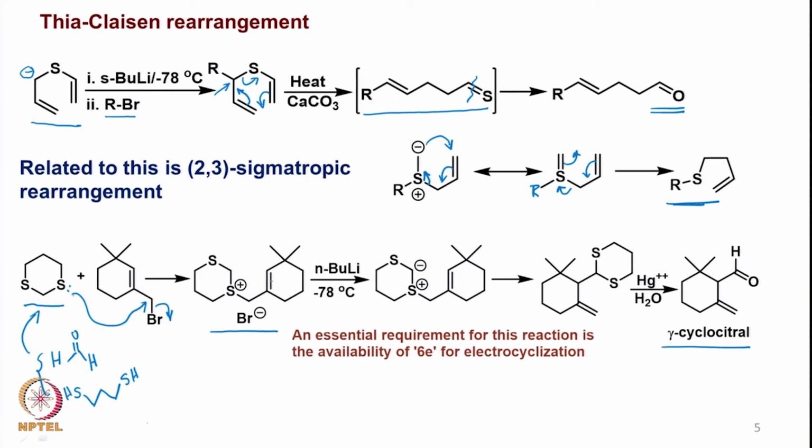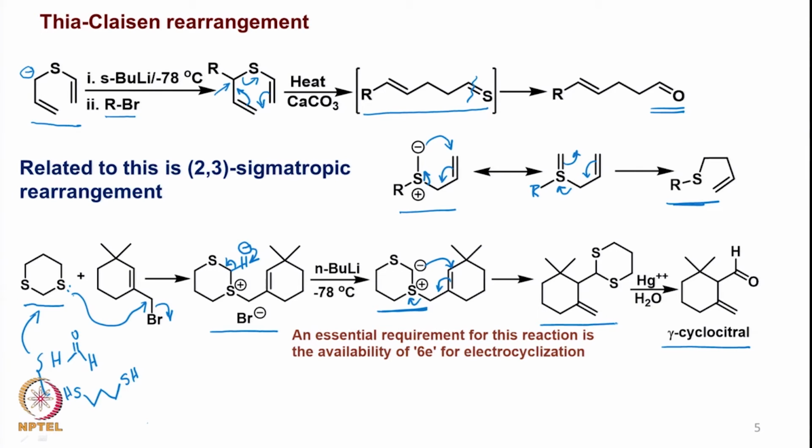Now if we make an anion from this particular substrate by reacting with butyl lithium, then we expect that this particular hydrogen will be picked up, and what we will get is this kind of anion. This anion can undergo the rearrangement, as we discussed above, the 2,3 sigmatropic rearrangement. Similar reactions would occur here to form this particular rearranged dithiane.